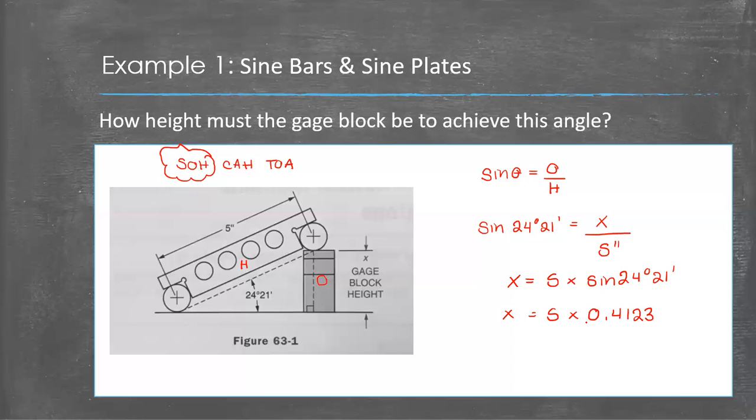Now I've kept it to 4 decimal places. You could keep a little more if you want to be even more precise. Multiplying that by 5, we find x is equal to 2.062 inches. So that's the height we would have to achieve with our gauge blocks.